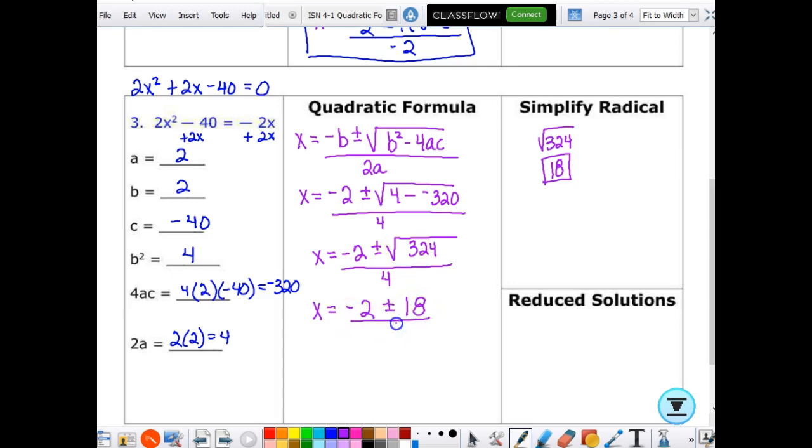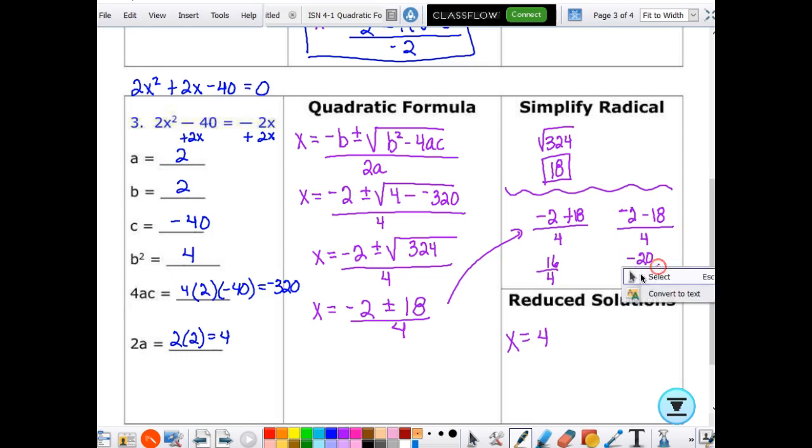Okay, so we're back to kind of almost like the first day, where we're going to say x equals negative 2 plus 18 divided by 4, and negative 2 minus 18 divided by 4. So 18 minus 2 is 16. 16 divided by 4 is 4. Make sure you put your x equals. I'm trying to find the x-intercepts. That's going to be a negative 20. A negative 2 and a negative 18 is a negative 20.